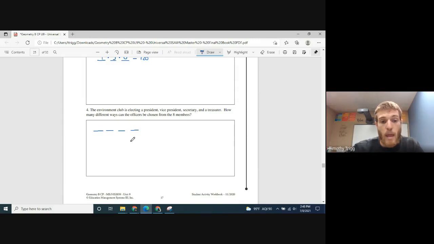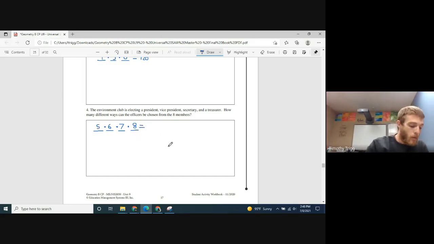4 spots to fill. How many different people could be the president? Well, there's 8 different people who could be the president. Now, once the president is chosen, the next they're going to choose, let's say, is the vice president. So how many different options will there be for vice president? Well, if the president's already picked, then you only have 7 options for the vice president. Then you'll only have 6 options for the secretary. And once these 3 positions are filled, you would only have 5 options to pick for a treasurer.